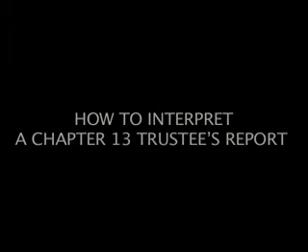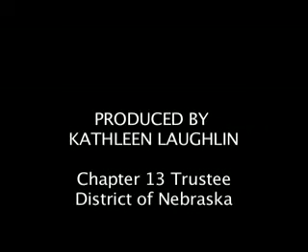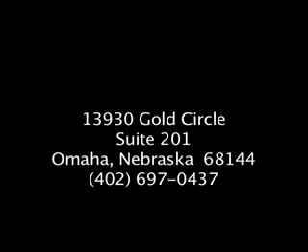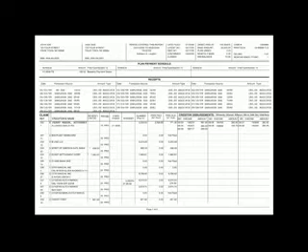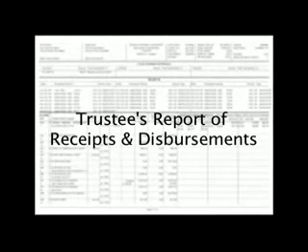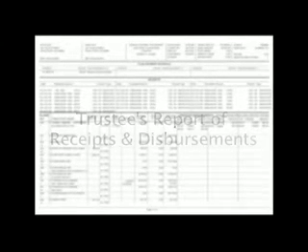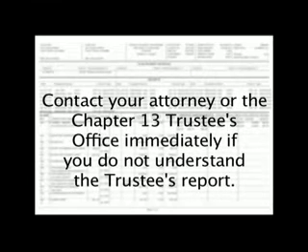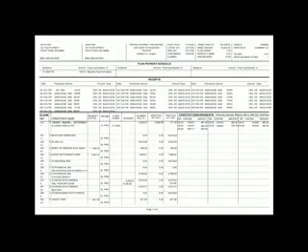Twice a year, in April and October, the Chapter 13 Trustee's Office sends to the debtor and the debtor's attorneys a report called a Trustee's Report of Receipts and Disbursements. An accompanying letter advises the debtors to review the report carefully and to contact their attorney or the Chapter 13 Trustee's Office immediately when they do not understand the Trustee's report. A sample Trustee's report is attached herein for illustrative purposes.